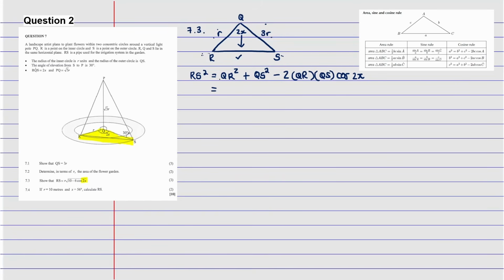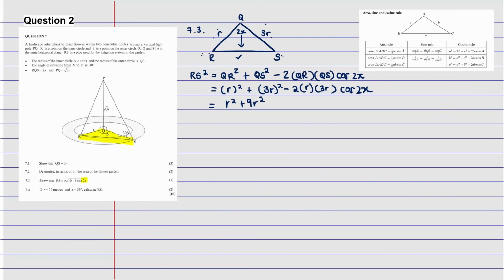So now let's substitute the values here. So we're going to have the following, right? We're going to have QR is the same as R squared. Then this one is the same as 3R all squared minus 2, then this is going to be what? R, and this is going to be 3R, then this is going to be cos 2x, right? So now we're going to have the following. We're going to basically simplify this. This is going to be R squared plus 9R squared.